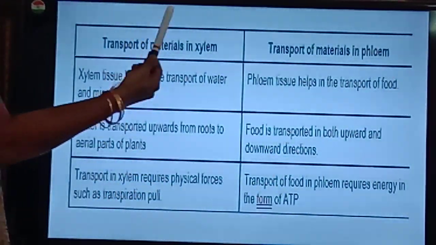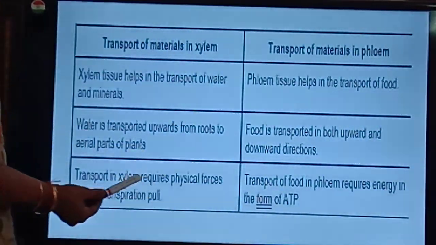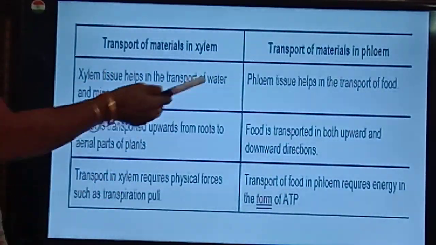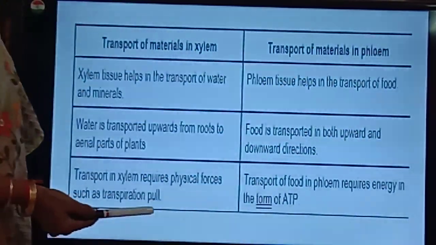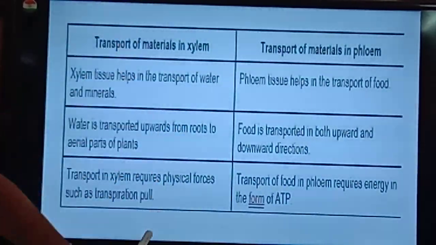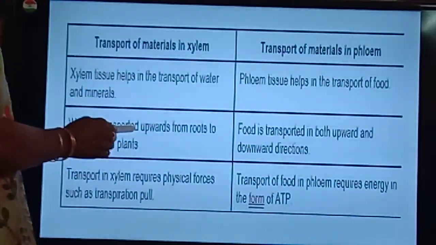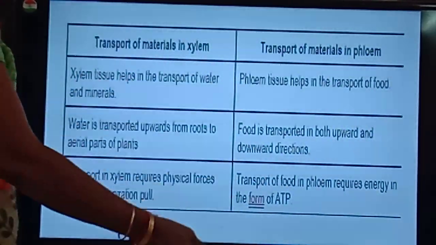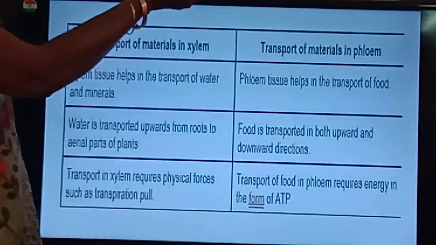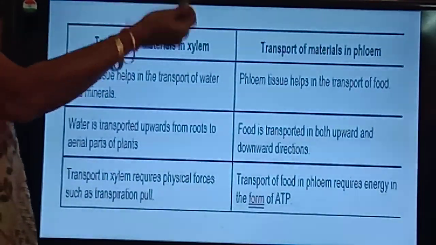What are the main differences now between xylem and phloem? Let us see. Xylem tissue helps in transport of water and minerals. Phloem tissue helps in transport of food. And water is transported upwards from roots to aerial parts of plants. So here the direction is unidirectional. The movement of water and minerals is from roots to upper parts of the plant. So only in one direction, moving only in the upward direction.